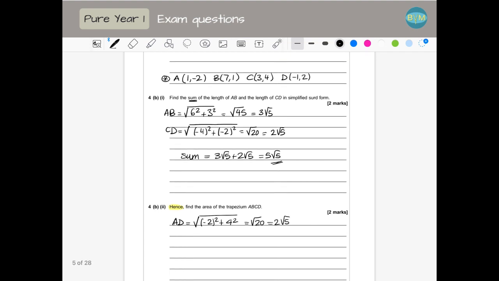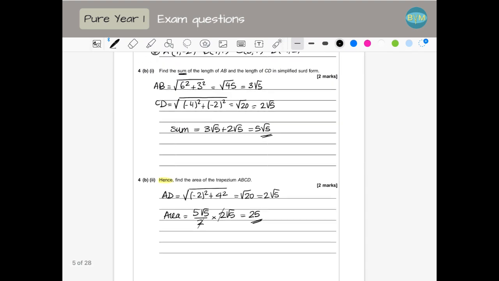So the area of the trapezium is going to be the sum of the parallel sides, which is 5 root 5, divided by 2, and then multiplied by the distance between them. We can cancel the 2, and then we have root 5 times root 5 is 5, times this 5, 25. So the area is 25. And we don't have units, so we can just leave 25. That's all with this question.